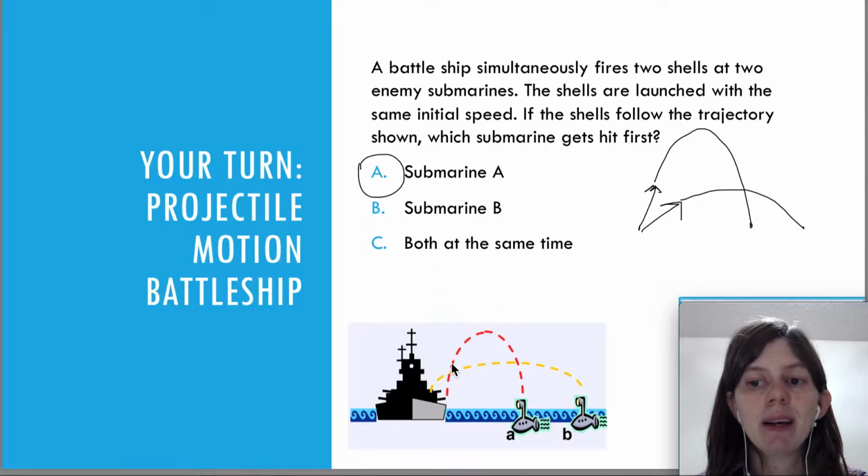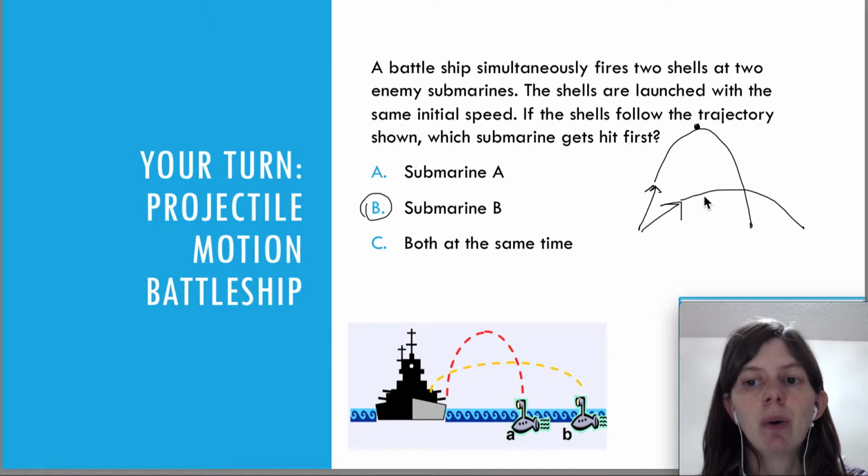Oh, sorry. I was thinking one thing and I said another thing. Which one gets hit first is submarine B. This is because the one that goes higher actually takes more time, and we did a similar one of these problems when we did free fall problems. When you're going higher, then it takes longer for you to get to V equals 0 in order to stop and come back down. So that's the easiest and fastest way I can say it.